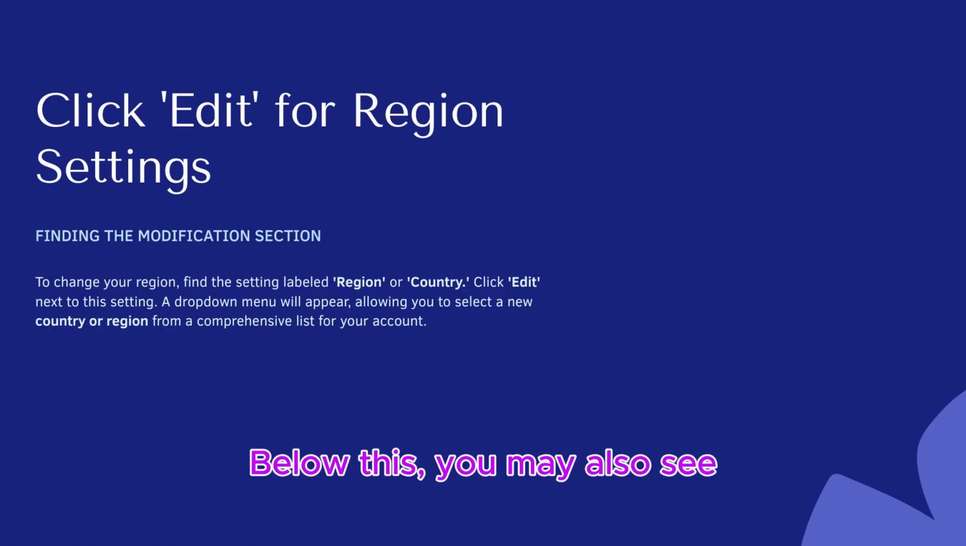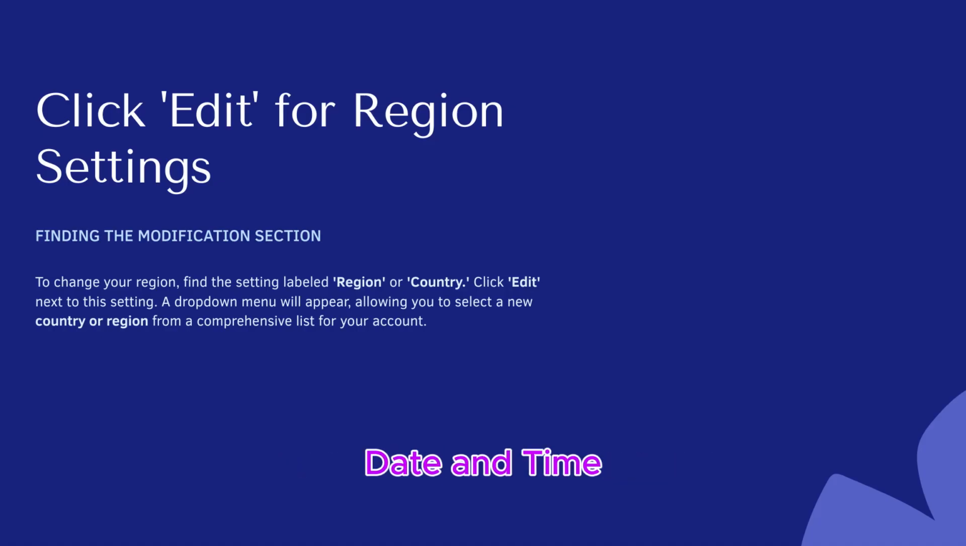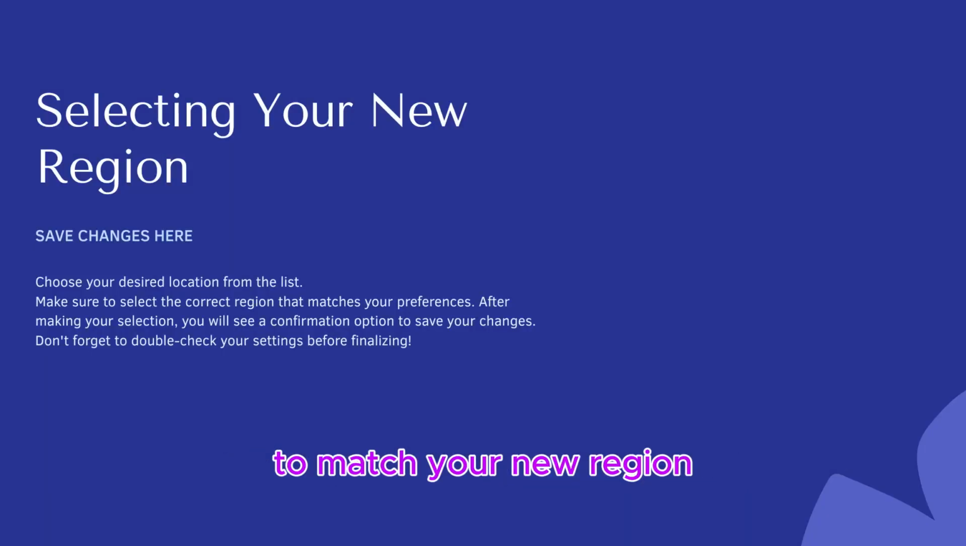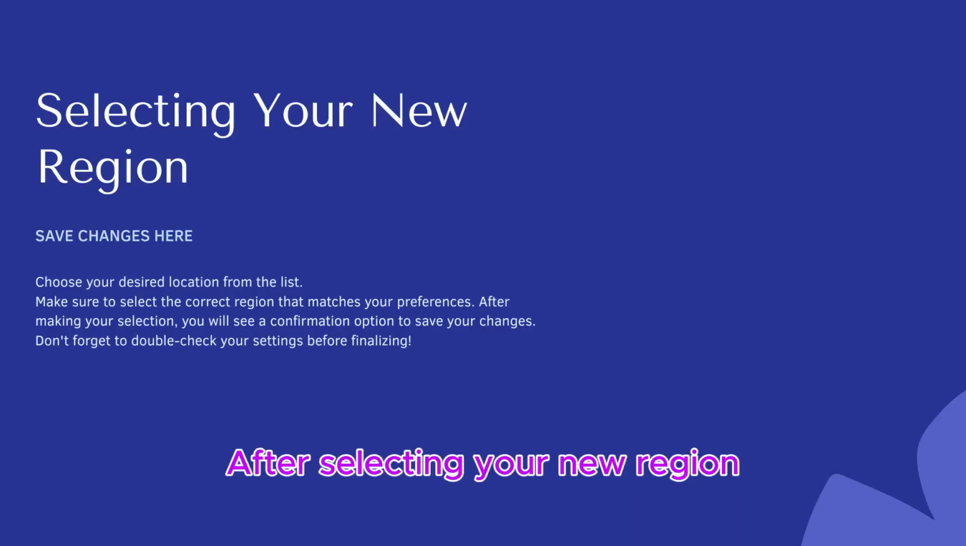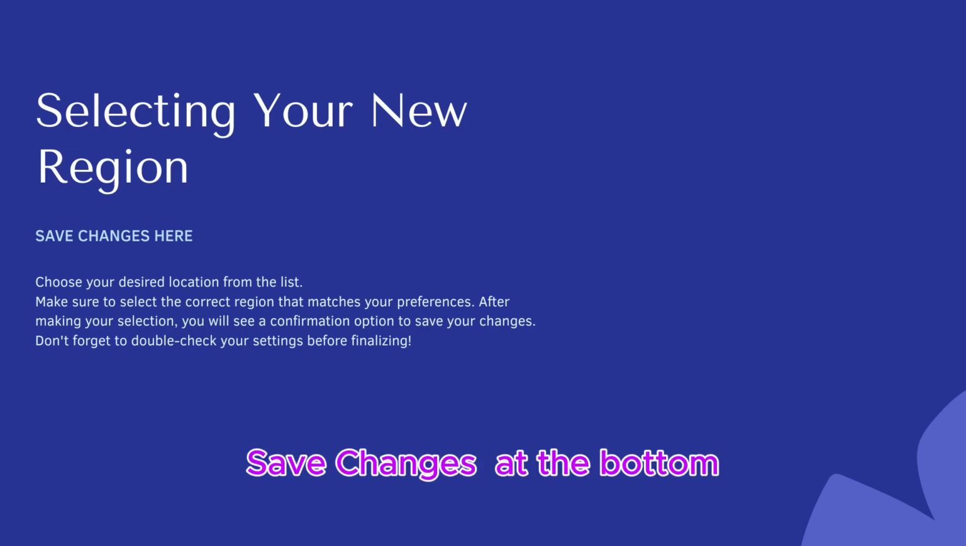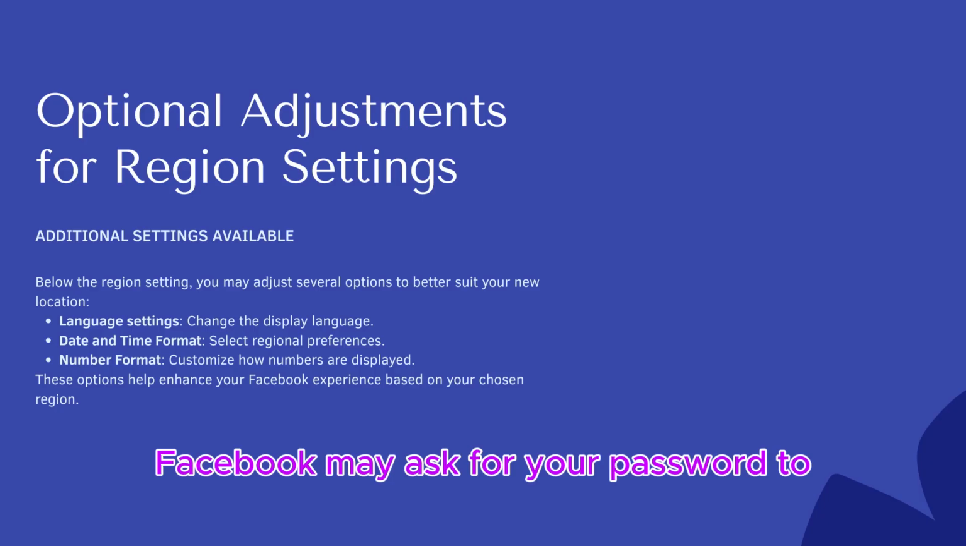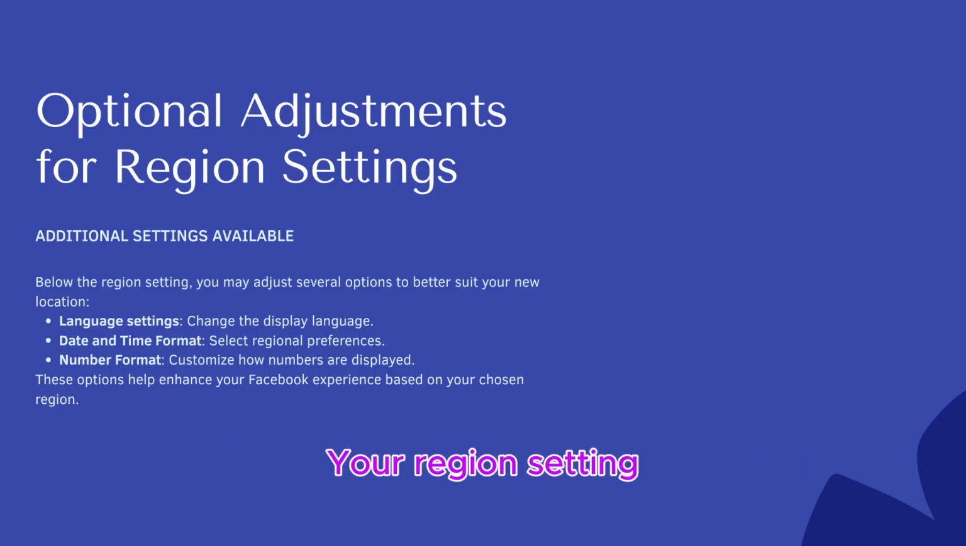You may also see settings for language, date and time format, and number format, which you can adjust separately to match your new region. After selecting your new region, you must click Save Changes at the bottom of the section. Facebook may ask for your password to confirm this change. Your region setting will update immediately.